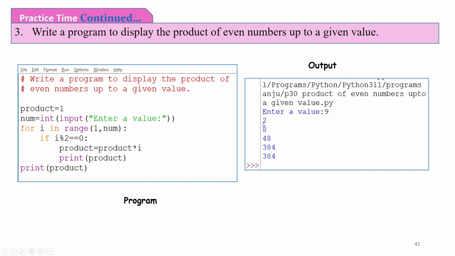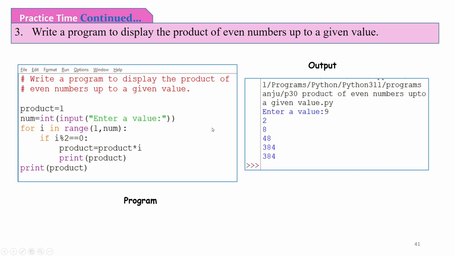Here I am printing all the products in a sequence to make the program clearer. The question only asks to give the product value, that is the last value. But just to understand it in a better way, I have printed all the values simultaneously. Then after reaching the end, meaning till the number, the for loop terminates and finally it prints the last value of the product.